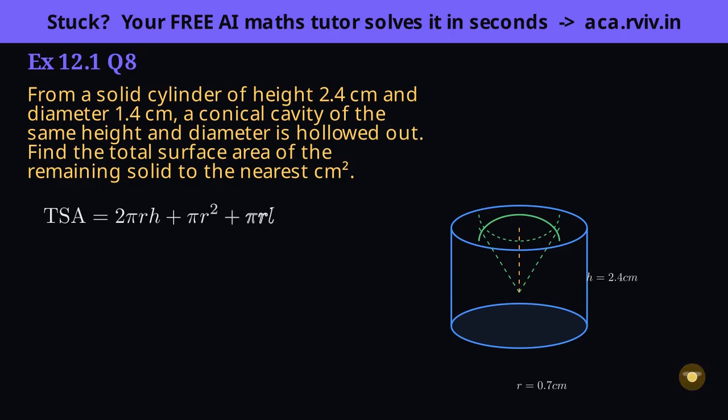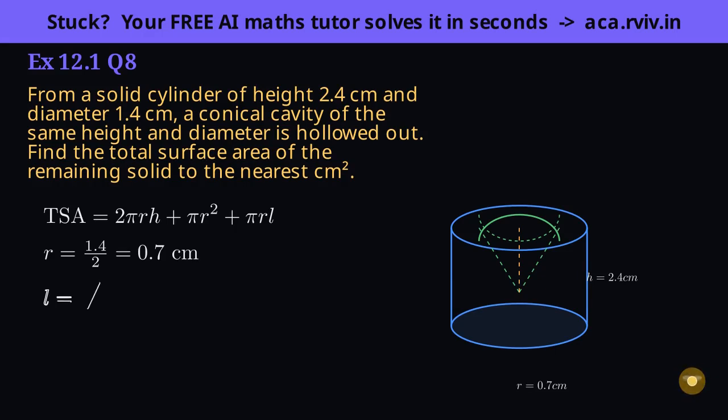So the surface is 2 pi r h plus pi r squared plus pi r L. The diameter is 1.4, so the radius is 0.7, and the cavity is drilled to the same radius and height as the cylinder.